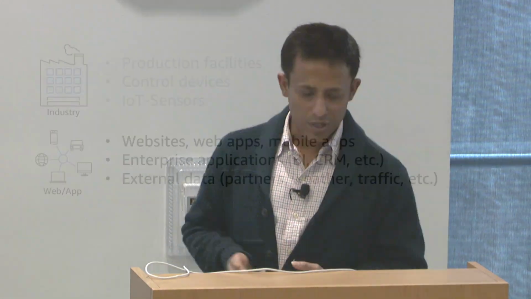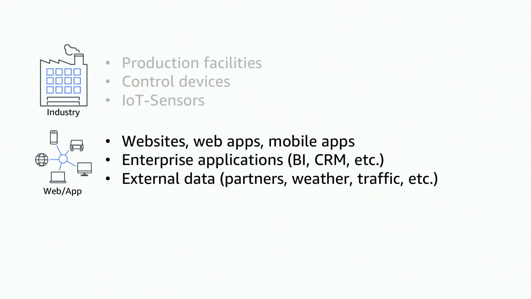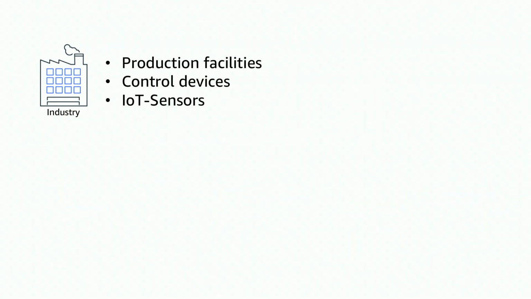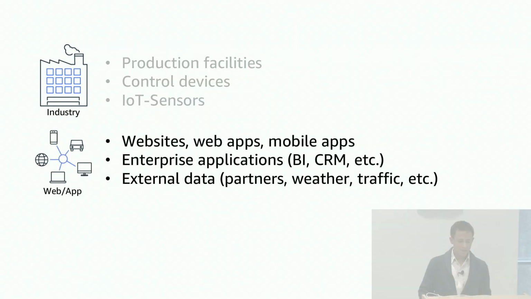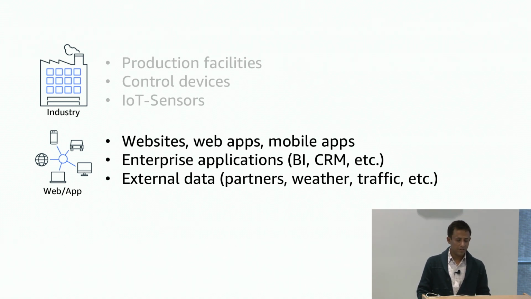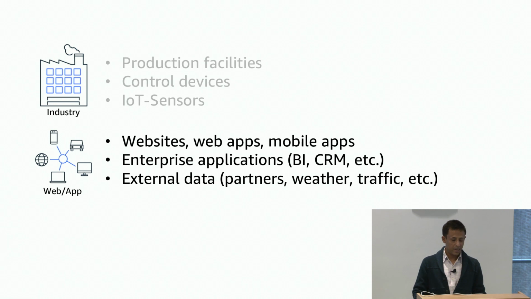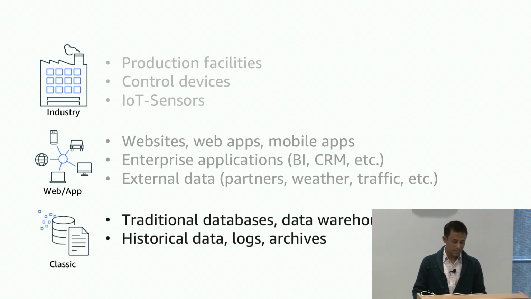So these are some of the sources of the data as I talked about earlier, right? Production facilities, control devices, IoT sensors, your web app, the click rates, and then external data coming from traffic monitoring cameras, from weather sensors, and on top of your classic traditional data warehousing, historical data, logs, and archives. So what do we do with these data? We stream.